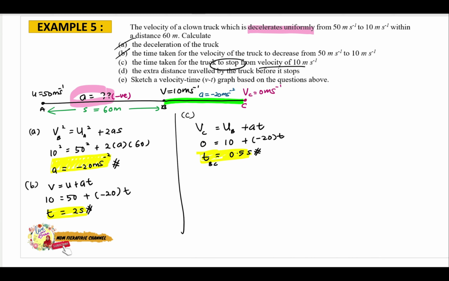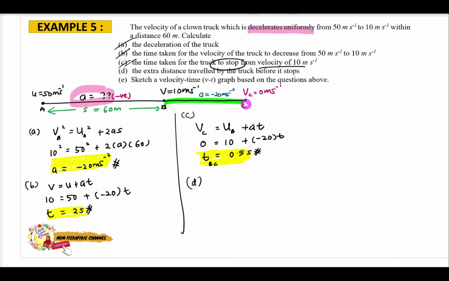Very simple, right? Okay, and then for question D. Okay, D, the extra distance traveled by the truck before it stops. Okay, actually we want to find what is the extra distance. Kalau daripada A ke B, soalan dah bagi 60 meter. So, kita nak kira yang warna hijau inilah from B to C. What is the extra distance traveled by the truck before it stops?